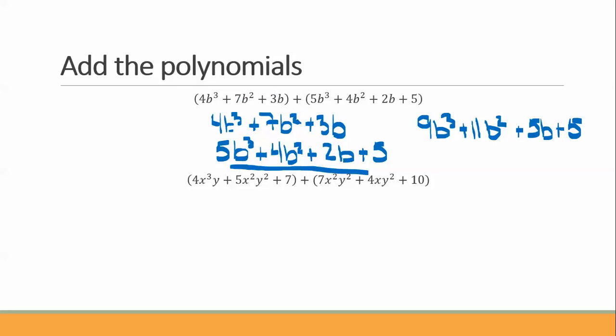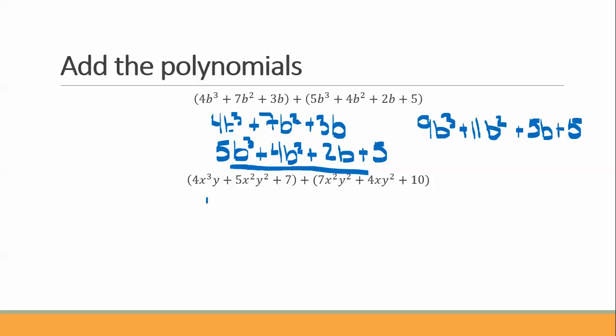So when you start a problem, remind yourself what the operation is that you're doing, and then the rules that go with that operation. So for addition, all we're doing is counting up how many we have.